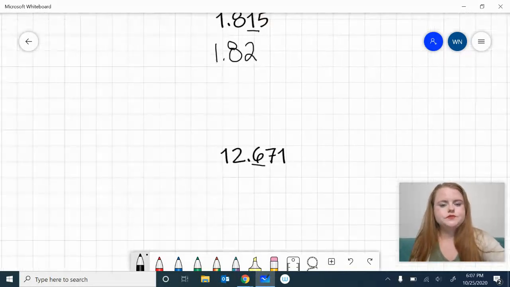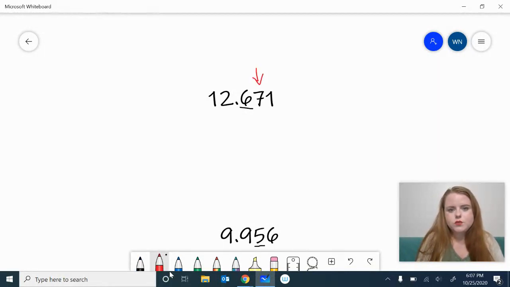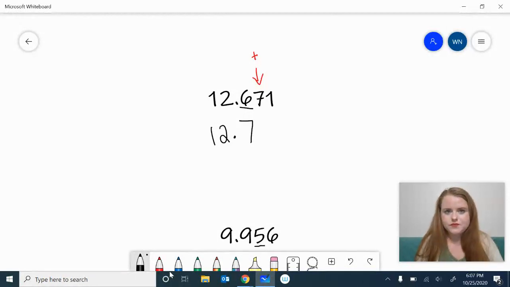Let's look at another one. 12 and 671 thousandths. As you can see, that 6 is underlined, so we're going to go ahead and draw that arrow over the 7, 1 to the right. 5 or more, raise the score, so we're going to raise our score here. Everything to the left stays the same, 12, and now it's time to round. The 6 rounds up to a 7 since we raised the score, 12 and 7 tenths.